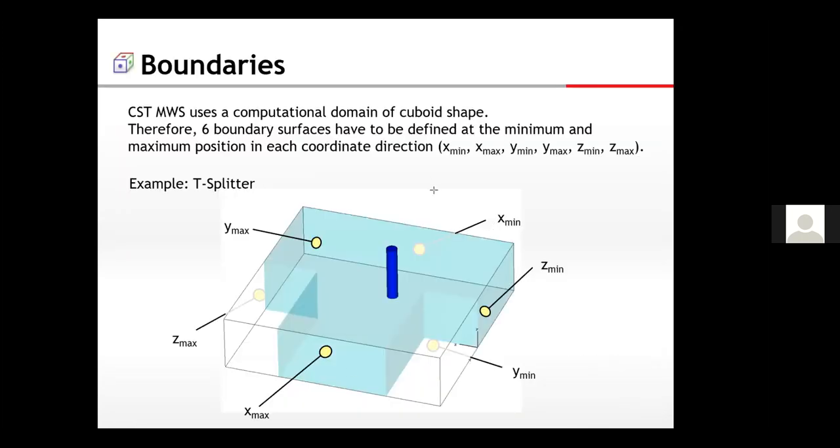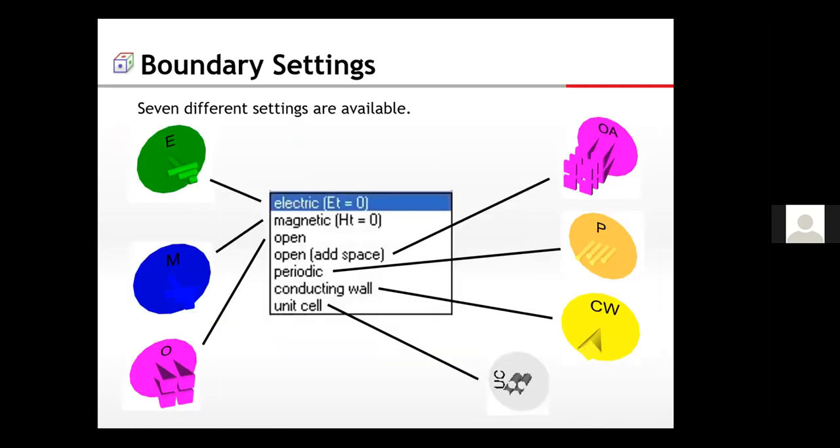Okay, so there are 6 types of boundary surface available in your structure. So you should choose it. So the boundary condition will be electrical, Et equal to 0, which means the tangential component of the electric field is 0, same with the tangential component of the magnetic field being 0. Open means whatever wave it encounters, it will be absorbed.